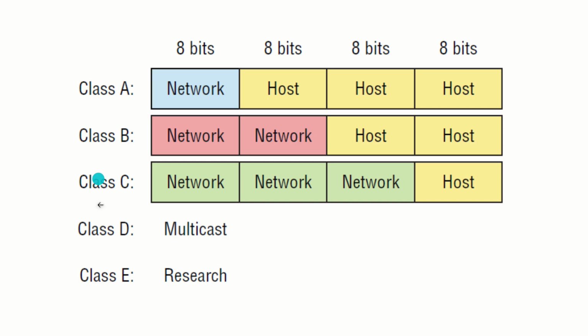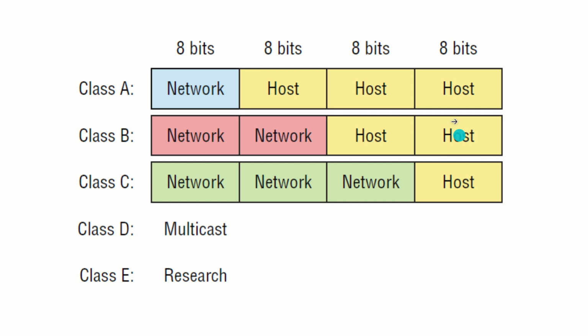Before that, we have this structure. It represents how the 32 bits are divided between network and host. In class A, the first 8 bits are reserved for the network portion, which is called the network ID, and the last 3 octets are reserved for the host portion, which we can allocate to hosts. It means 24 bits are reserved for the host and 8 bits for the network. In class B, it's half: 16 bits for the network, 16 bits for the host. In class C, we have 24 bits for the network, 8 bits for the host.